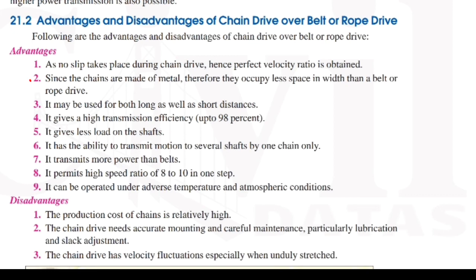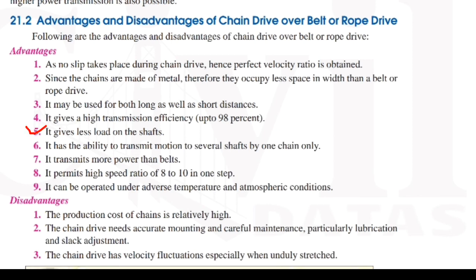And next, since the chains are made of metal, they occupy less space in width than belt or rope drives. We already discussed that chains are made of metallic material, so they occupy very little space compared to belt drives or rope drives. Third, it may be used for both long and short distances. Fourth, it gives a high transmission efficiency of up to 98%.